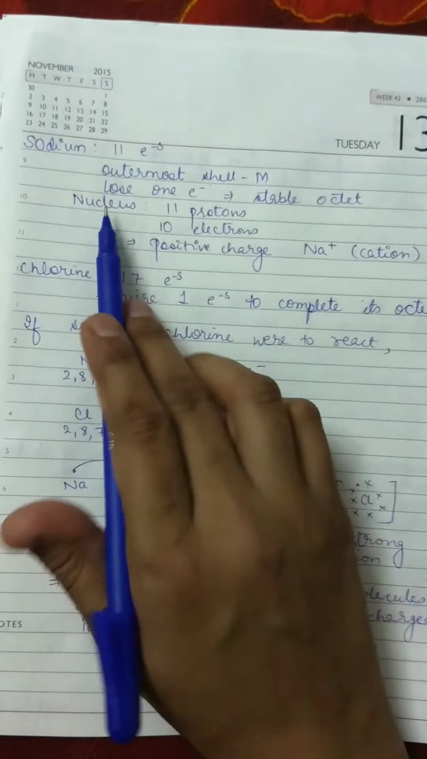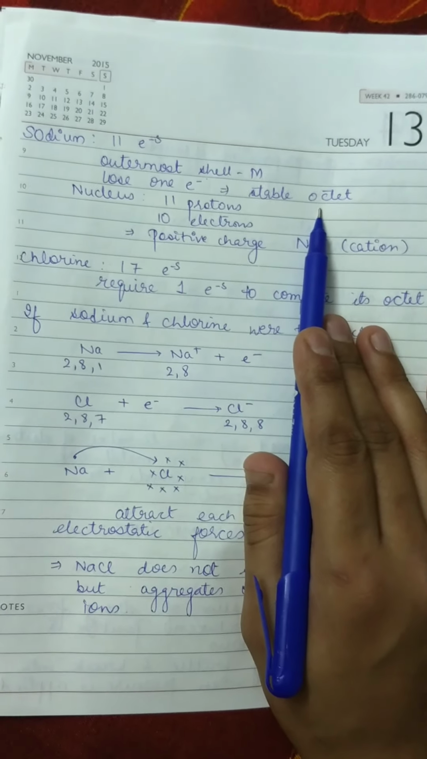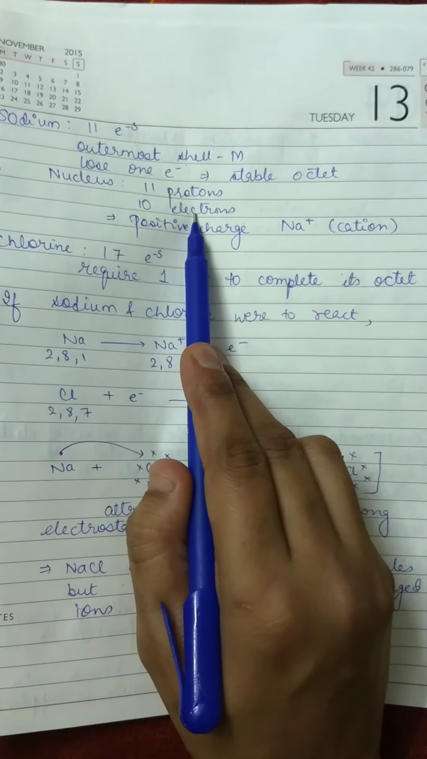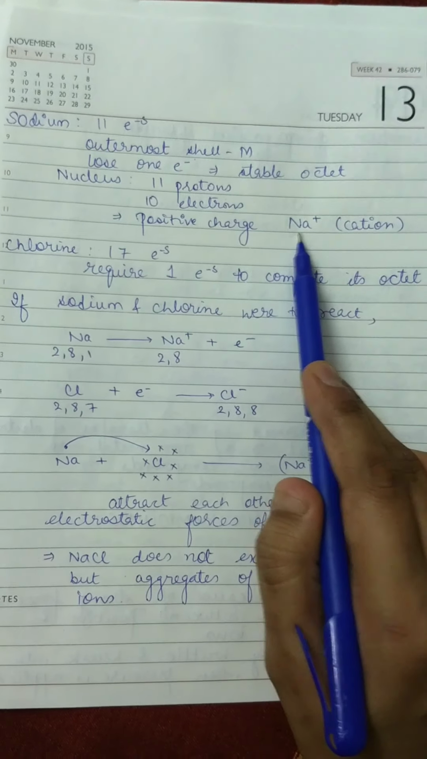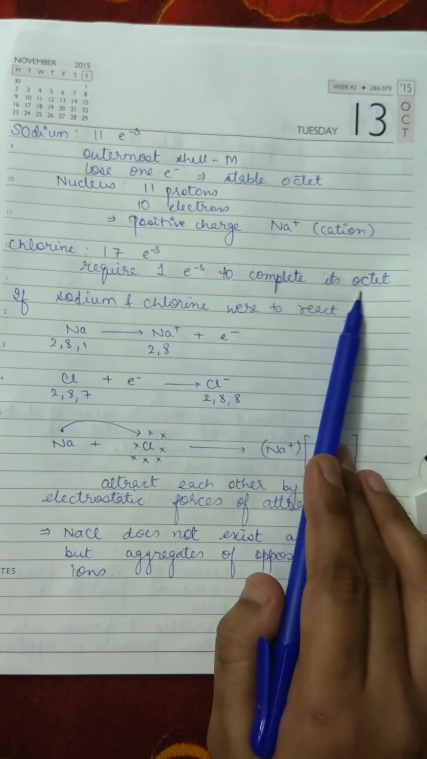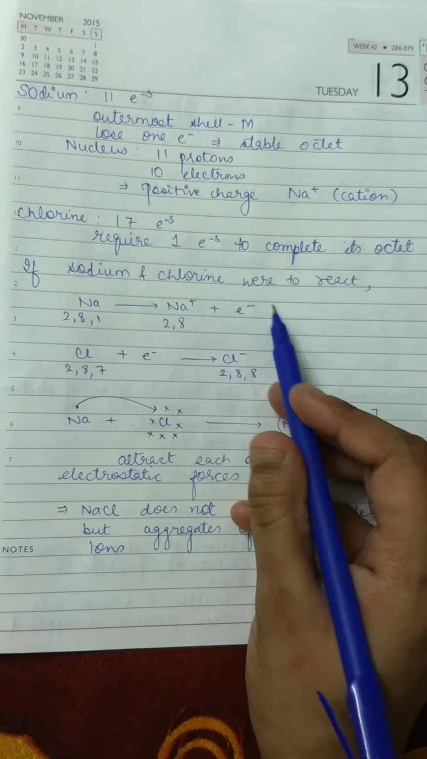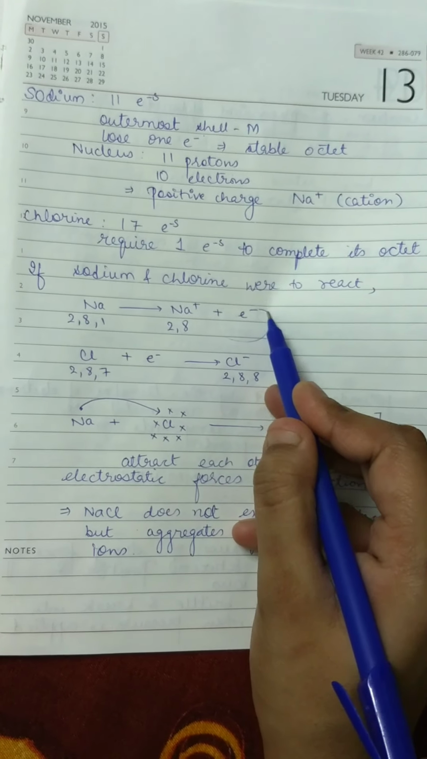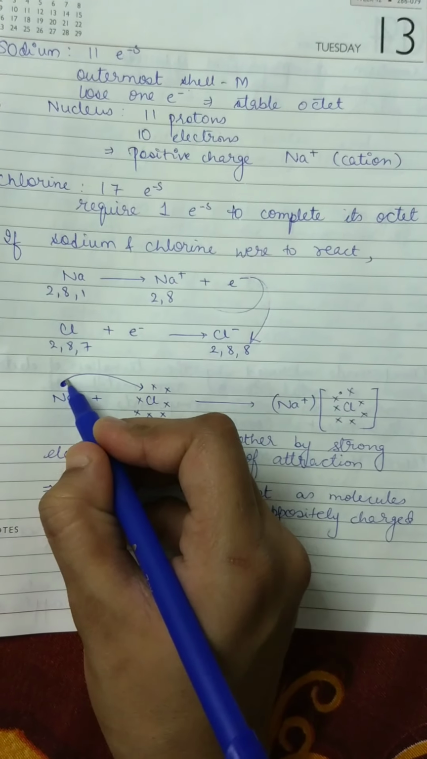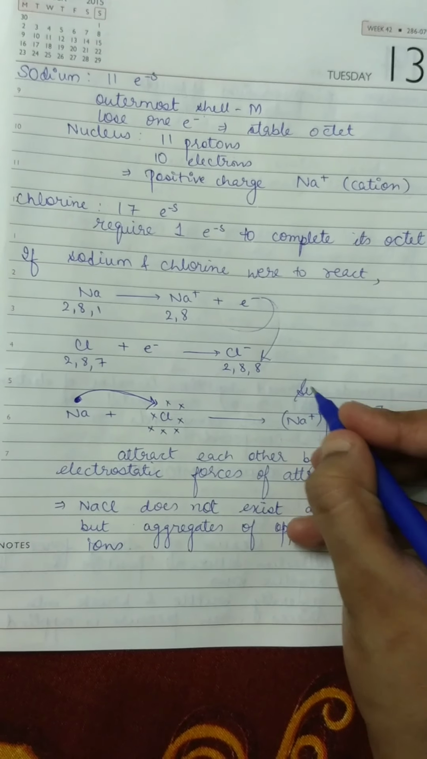So see, sodium has 11 electrons and the outermost shell is M. By losing 1 electron, it obtains a stable octet. So the nucleus will have 11 protons and the atom has 10 electrons because it has lost 1 electron, so it acquires a positive charge, and a positive charge is called a cation. Chlorine requires 1 electron to obtain its octet. So if sodium and chlorine react together, the electron sodium loses will be gained by the chlorine atom, so it becomes NaCl, that is sodium chloride.